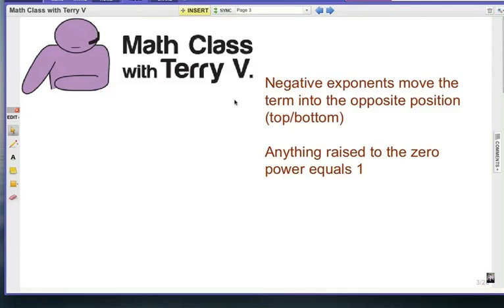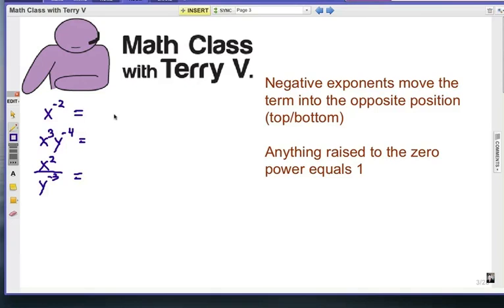There are two rules we're going to apply to the problem sets that you'll see in a moment. The first one is about negative exponents. Negative exponents move the term into the opposite position, top or bottom. The other one is anything raised to the zero power equals 1. Now let me show you some examples of how this works and what this means.